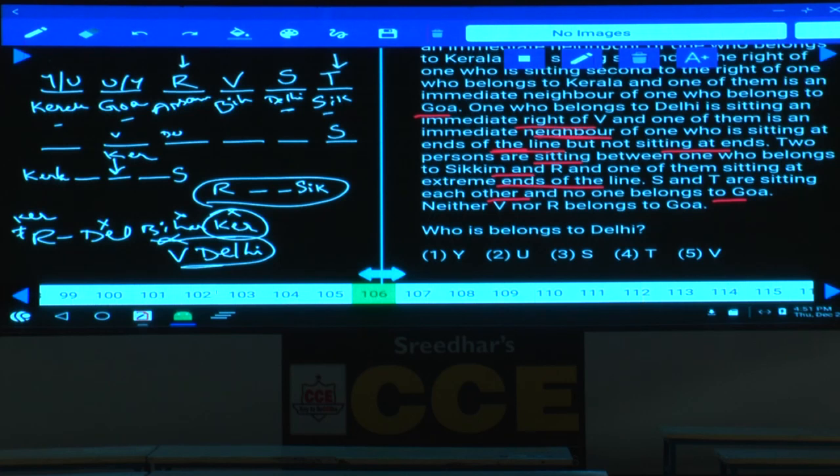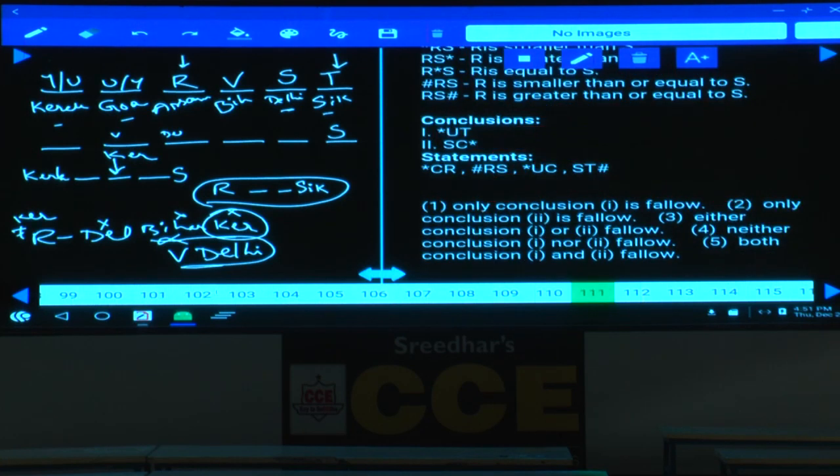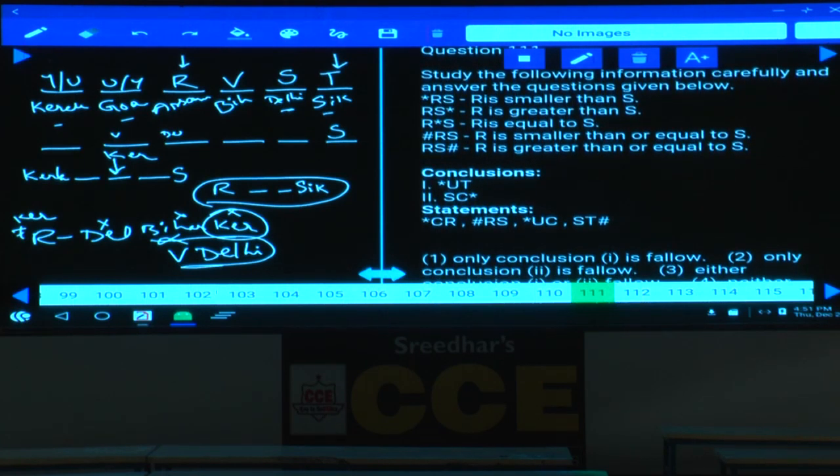Now question number 111. First I will explain one of the questions here. In this one the symbols were clearly given. What are the symbols here? Star RS. If star RS is there, R is lesser than S. If star is before these two, lesser than. Now here in this one, what are the statements here? The statements are star CR. That means C is lesser than R, isn't it?